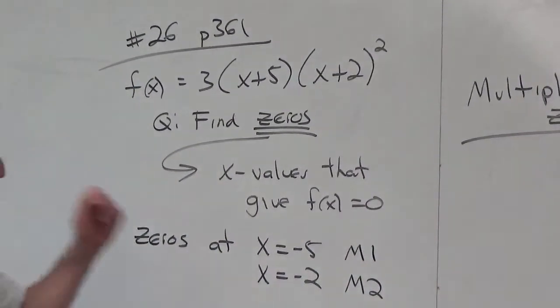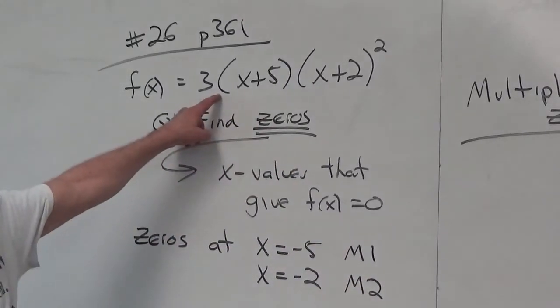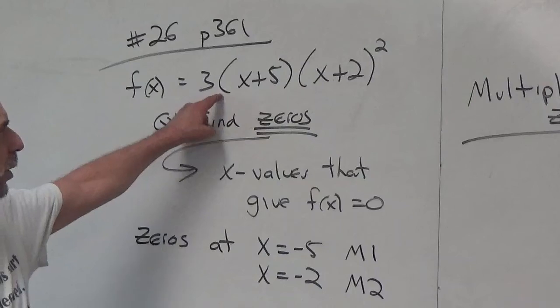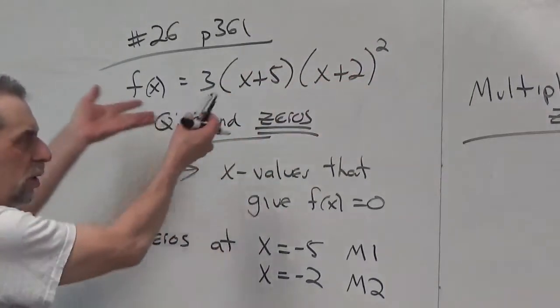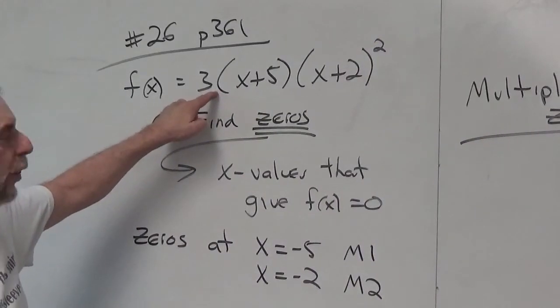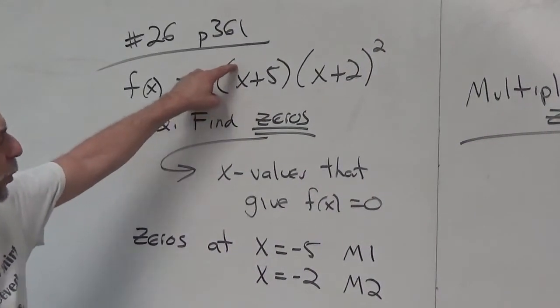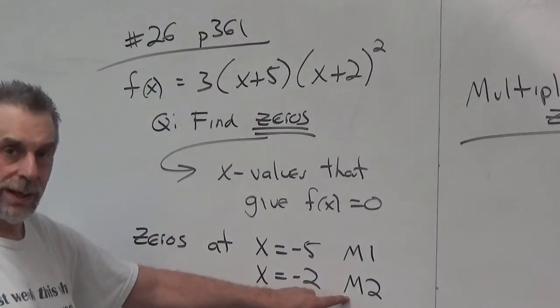So notice something here, the multiplicities are always going to add up to the degree of the original polynomial. Notice here we have an x to the first and an x squared. If we were to multiply all that out, our lead term would be an x cubed, x to the third. So our degree here is 3. The multiplicities will always add up to the degree. That's always going to happen.